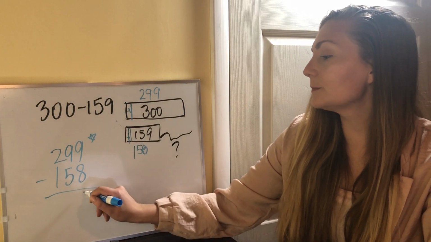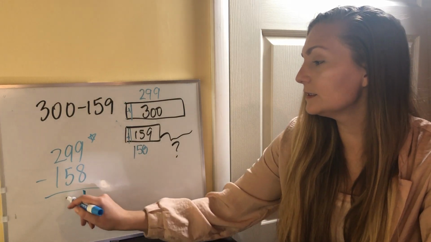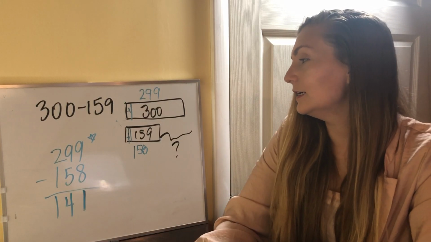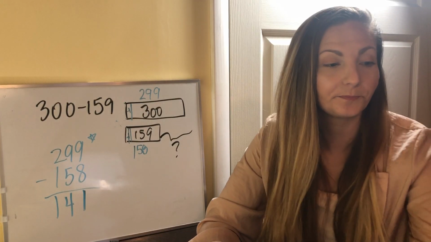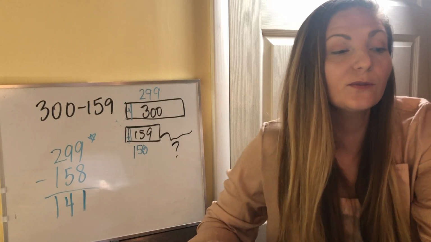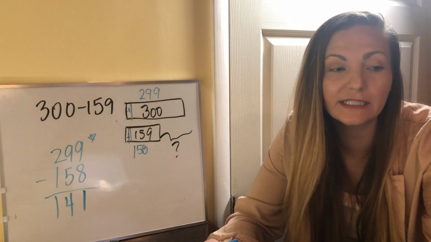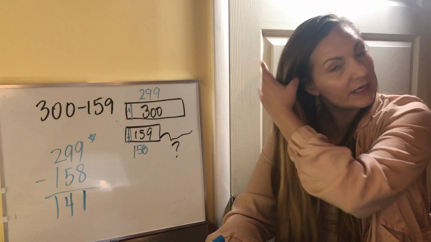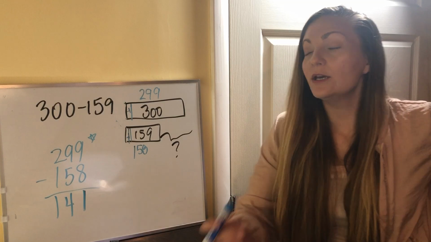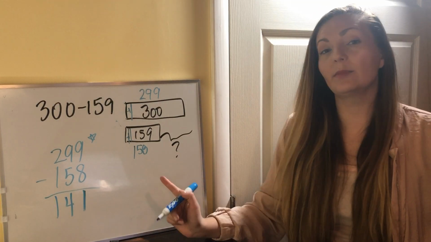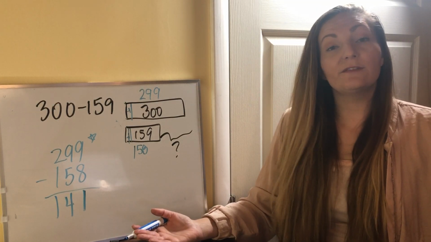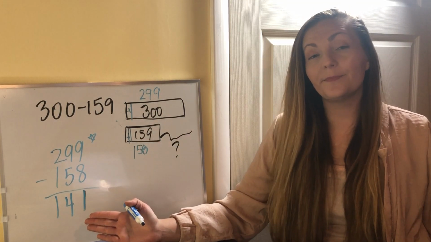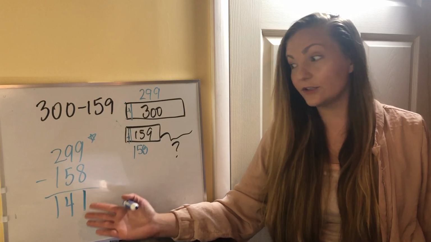9 take away 8 is... 9 take away 5 is... 2 take away 1 is... 1. All right, so I've got an answer here. So this was called compensation. And compensation is the one that you're going to try and remember because it's like being fair or being the same. You have to do the same thing to both numbers just so it's fair. And then if you do the same thing to both of them, you can create a new problem that's maybe a little bit faster or easier to solve.